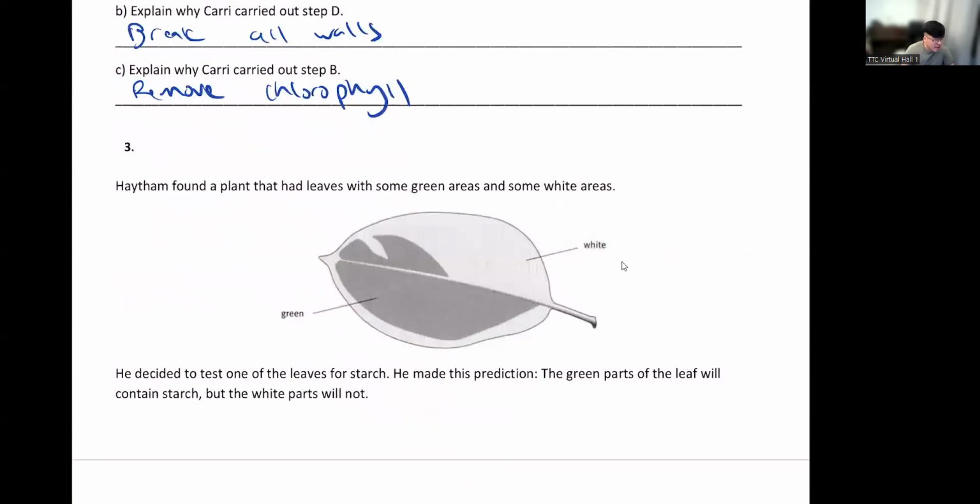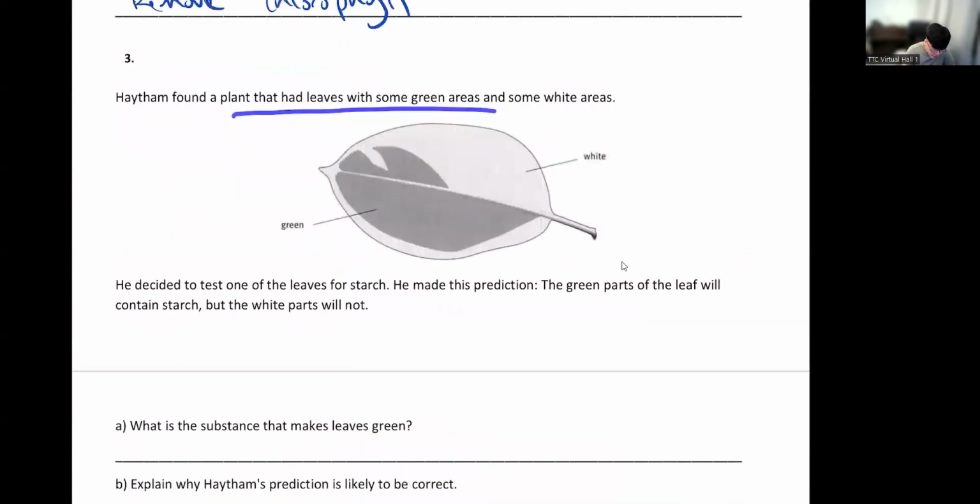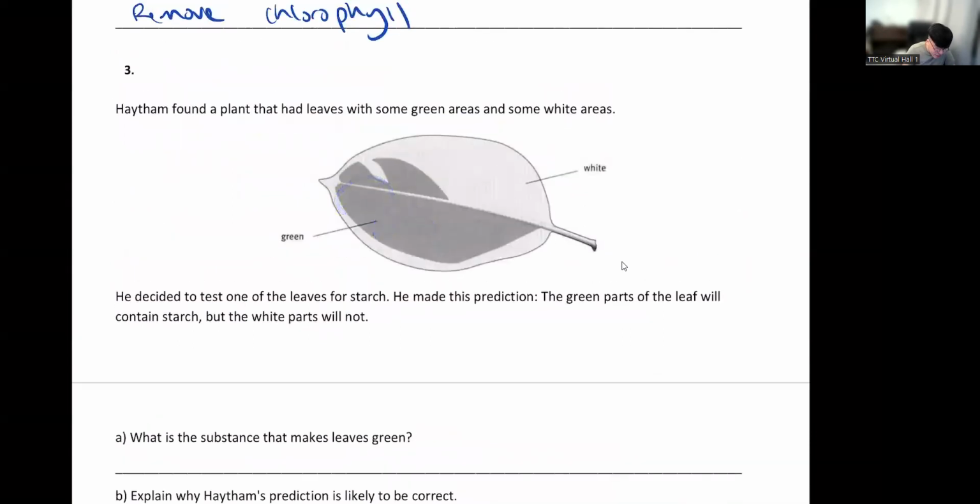So number 3, Haytham found a plant that has leaves with some of the green areas and white areas. So this is green part. That means the green part has chlorophyll. And if they have chlorophyll, they will do photosynthesis. If they do photosynthesis, that means they have starch. Right? So if you do your iodine test here, they should show you a positive result. And if you do it here, you should get a negative result because there's nothing here. There's no chlorophyll here. So you don't get anything.